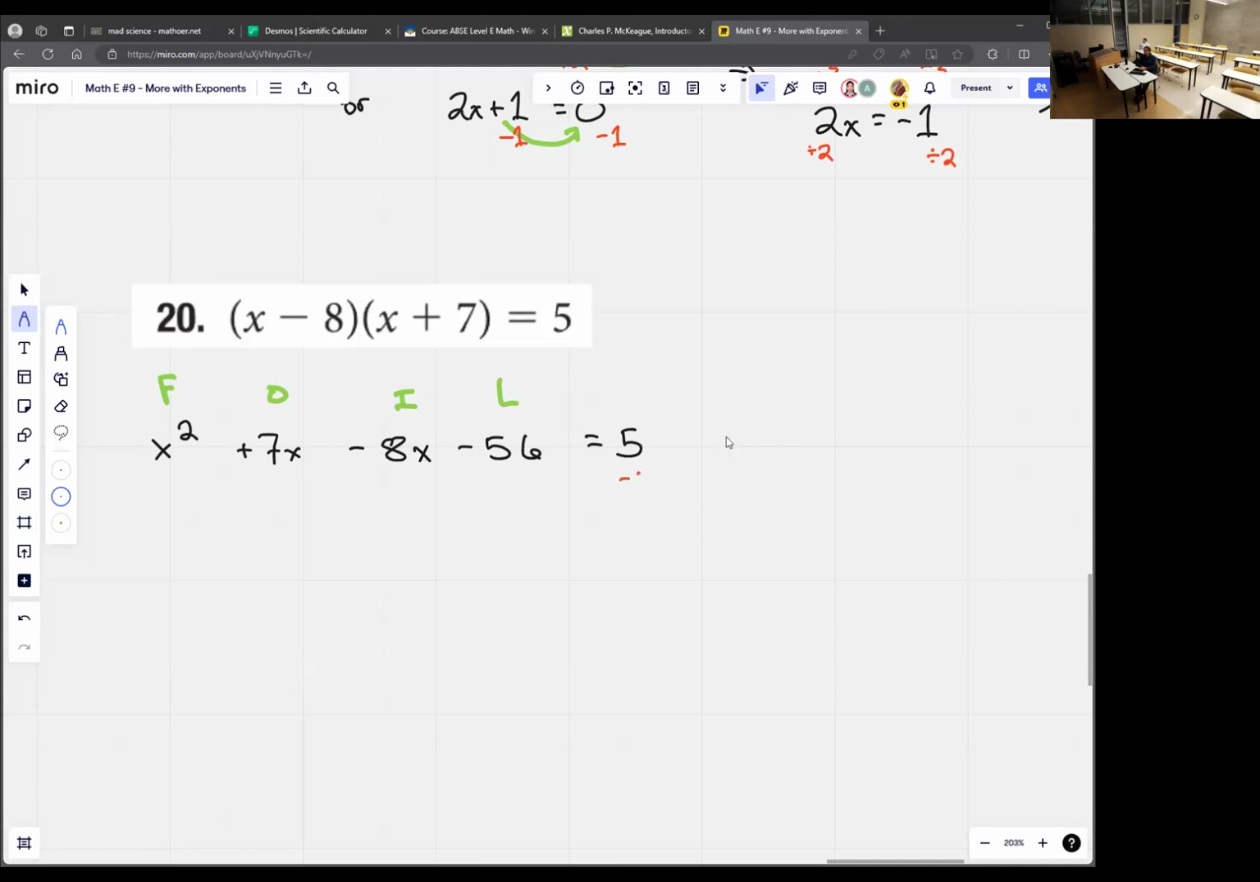And now we're going to do a -5 on both sides. Well, we can also put these together. And we get X squared, oops, minus 1X minus 61 equals 0. Am I going to get two numbers that multiply to -61 and add up to -1? Don't think so. This looks like something that factoring isn't going to work. So we'll grab the quadratic equation.